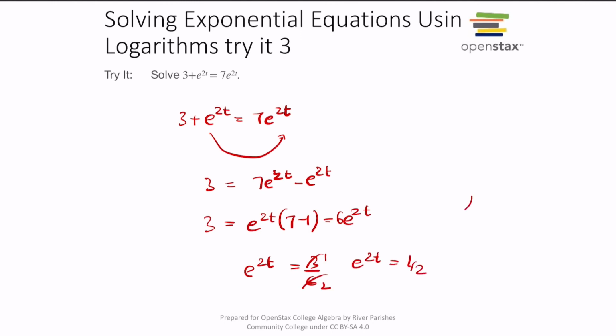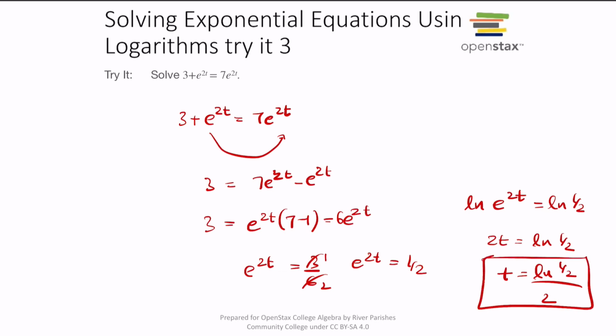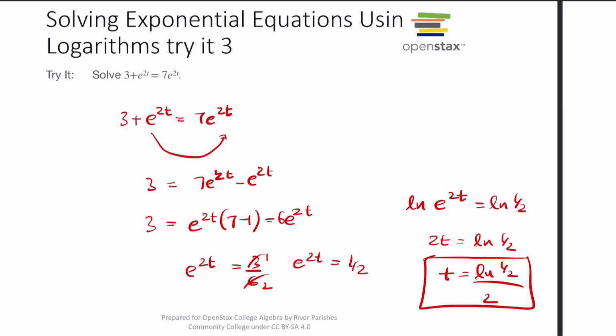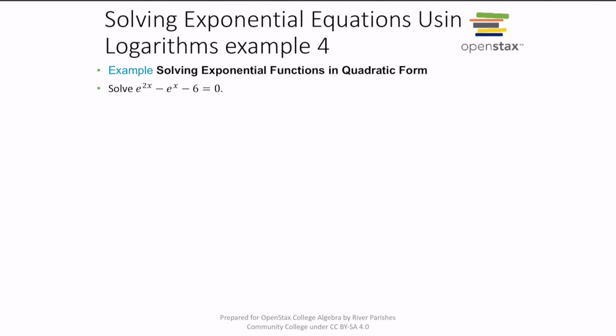Again, apply ln on both sides. So ln e^(2t) equals ln 1/2. The ln and e get cancelled, so you get 2t = ln 1/2. t becomes ln(1/2) divided by 2. So this is how we can find the value using exponential functions on each side.